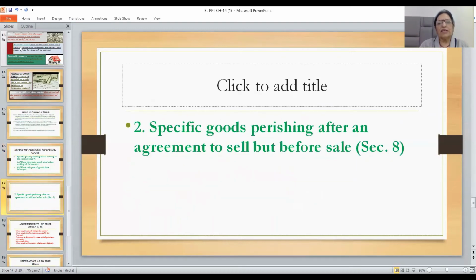Now the provisions which are contained under section 8, that is, specific goods perishing after an agreement to sell but before sale. Friends, I hope you must have understood these two concepts: one is agreement to sell, second is sale. So agreement to sell has taken place, but sale has not taken place. It means the ownership is still with the seller. So goods have perished after an agreement to sell but before sale.